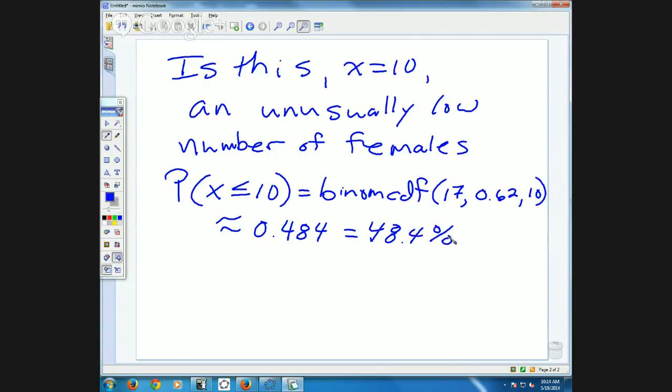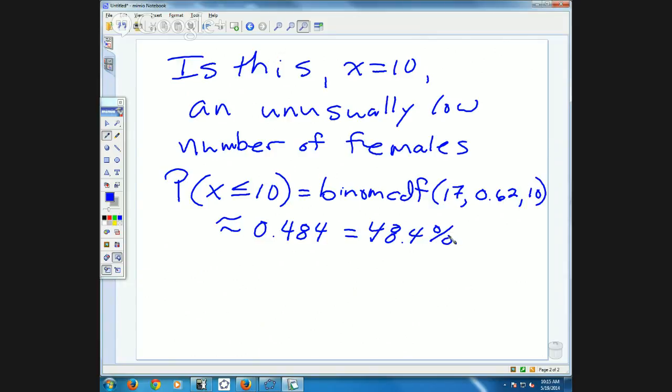And a number of females would be unusual if that probability was in what range? Less than 5%. Then we would say it is unusual. And that's much greater than 5%. So this is typical if the BMCC percentage is right, and I have a random sample.